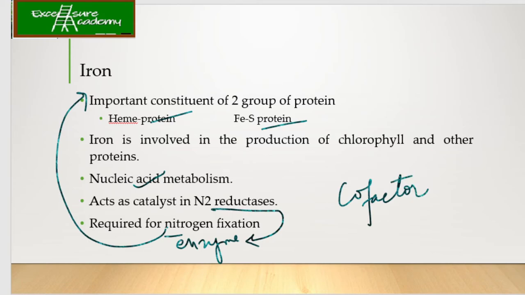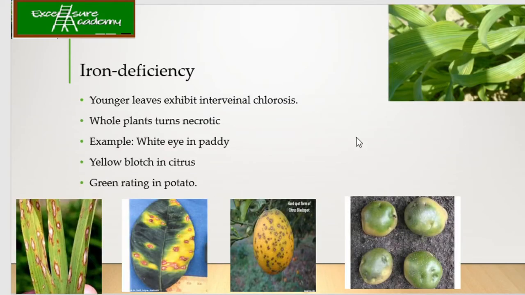Okay, so what happens if the iron is deficient? They will show the interveinal chlorosis. You can see over here the lines are there, right? So it is becoming yellow in color, right? So the loss of green color, in short, is called chlorosis.